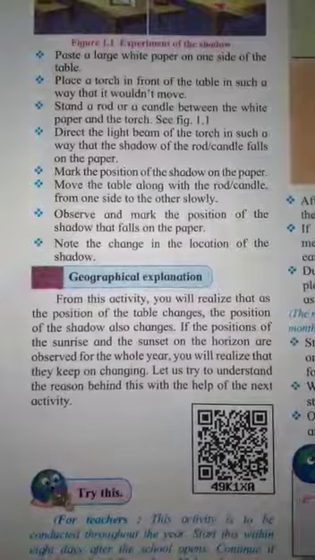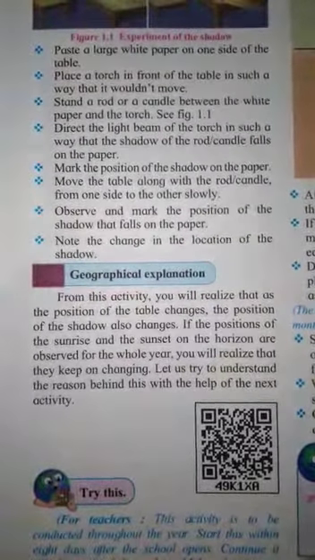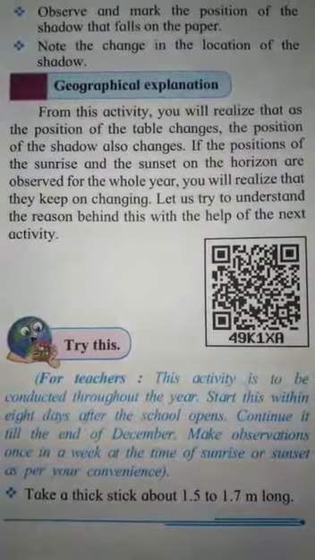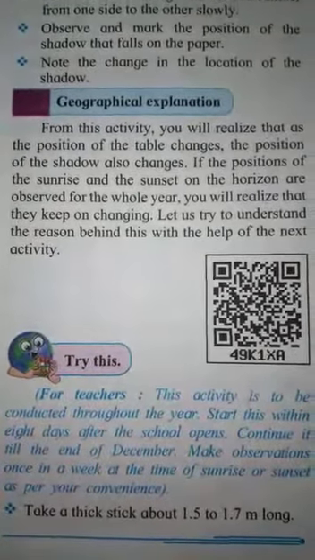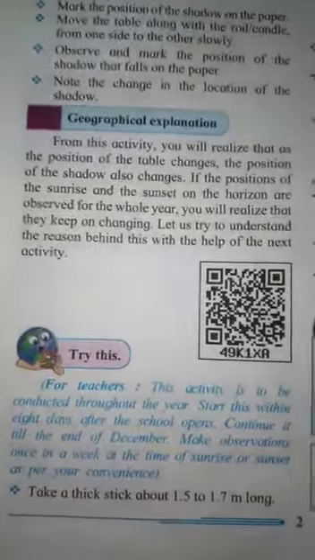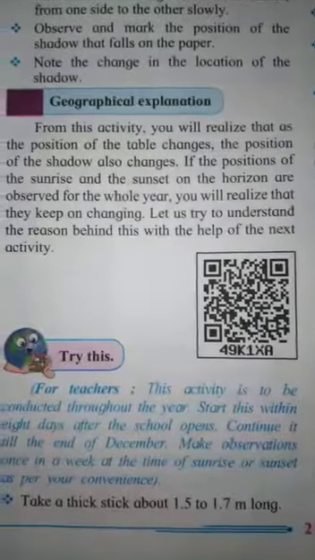If the positions of sunrise and sunset on the horizon are observed for a whole year, you will realize that they keep on changing. So the position of our Earth also changes, and therefore the position of sunrise and sunset also changes throughout the year. So students, you have to observe all the sunrises and sunsets for the whole year.